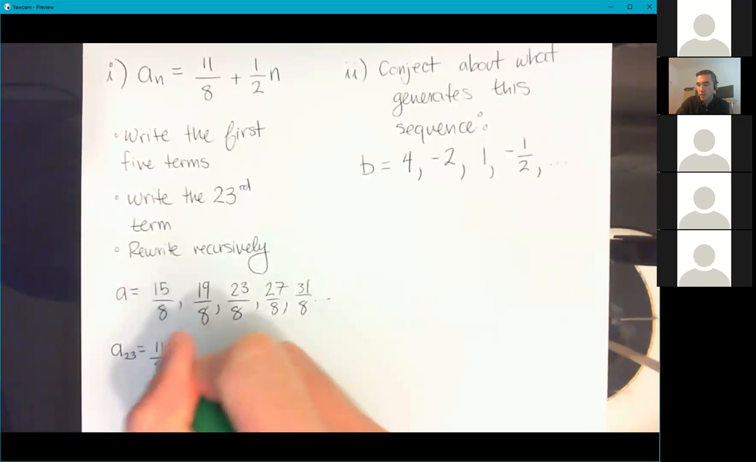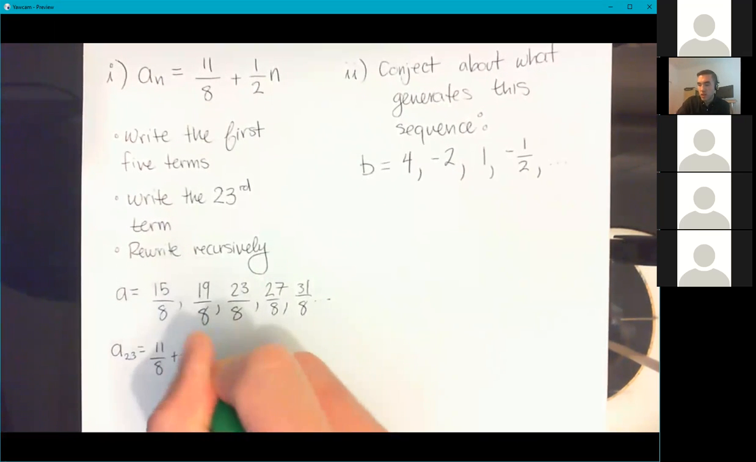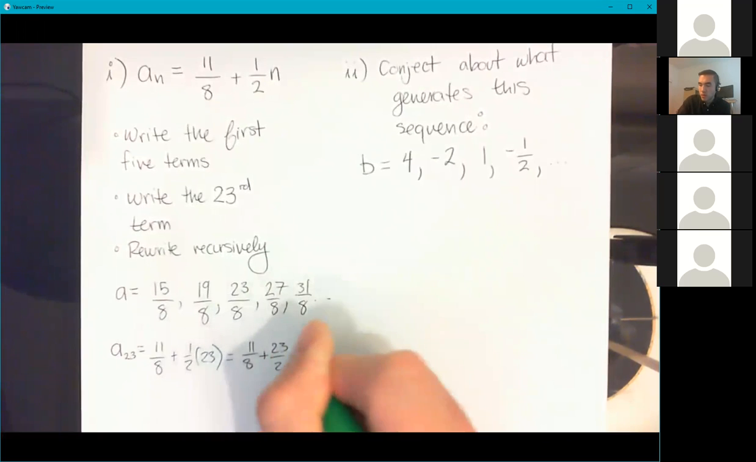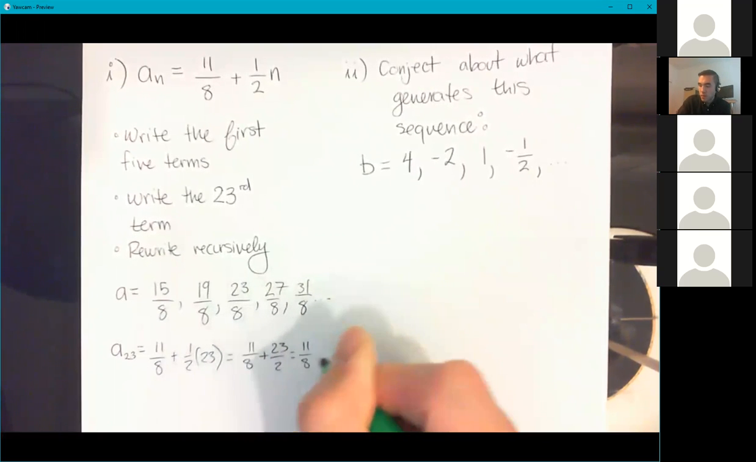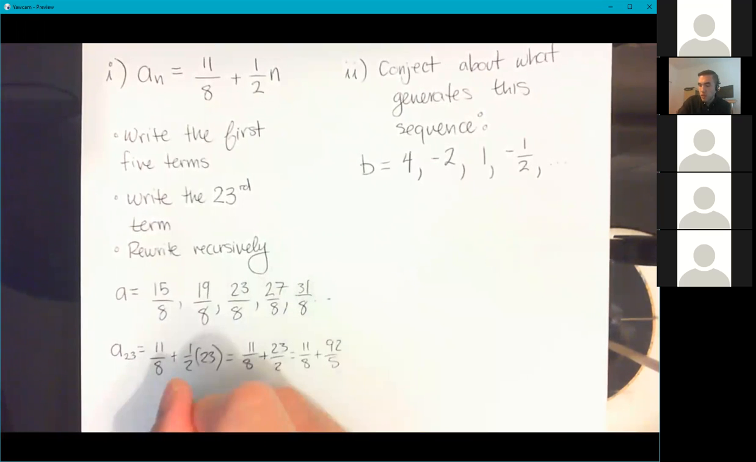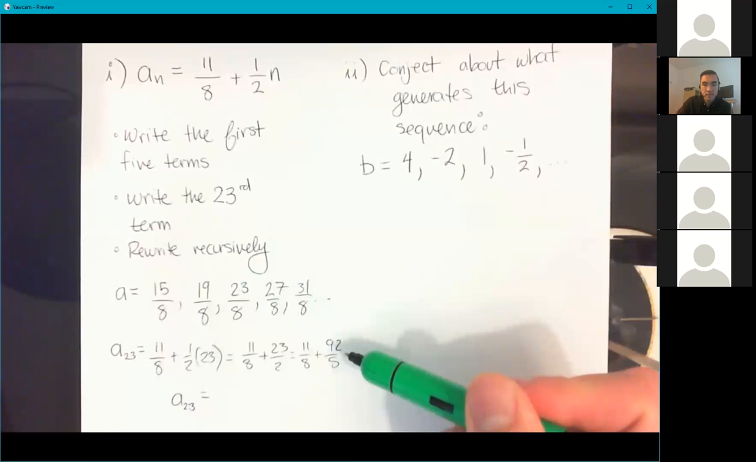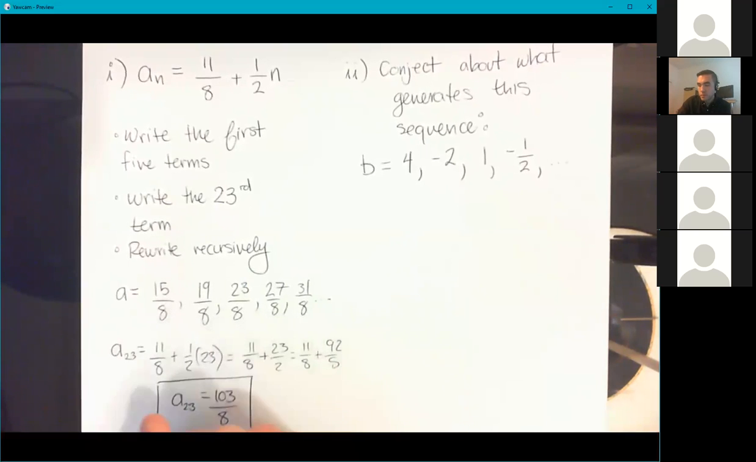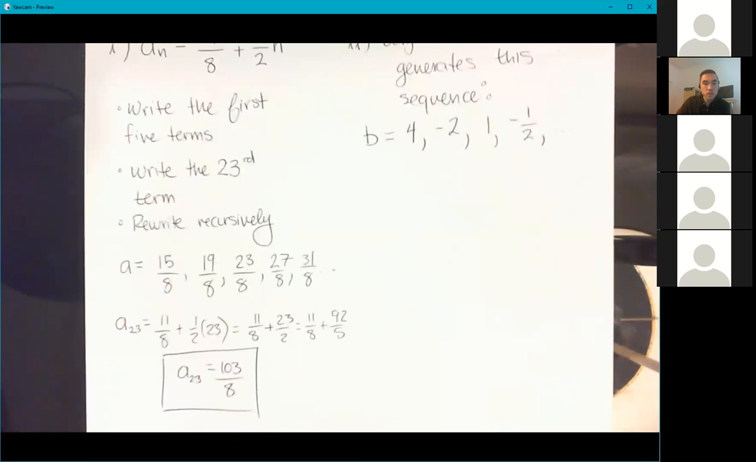So this is 11 over 8 plus 1/2 times 23, which is going to be equal to 11 over 8 plus 23 over 2, which is 11 over 8 plus 92 over 8, which is going to tell us that a sub 23 is what? 103 over 8. Okay, so that's the answer to our second part.